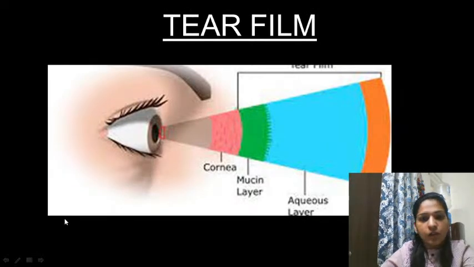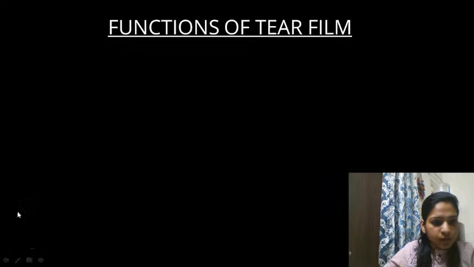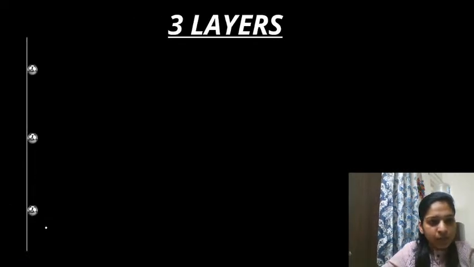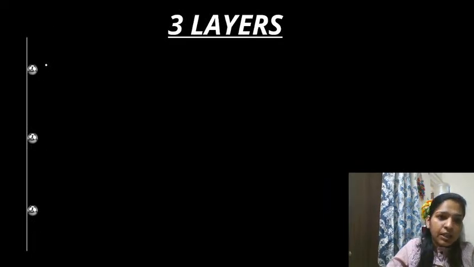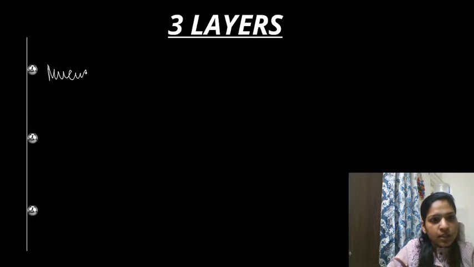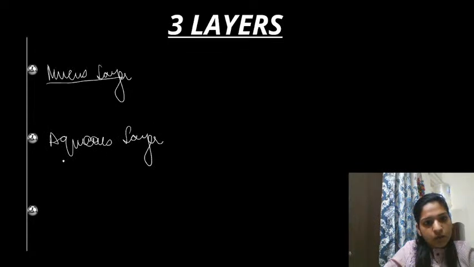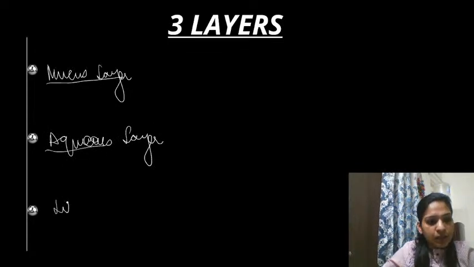Okay, so there are three layers of tear film. From inside to out there are three layers. First one is a mucus layer. Second one is the aqueous layer. Third one is the lipid layer, which is present on the outermost side of the tear film.